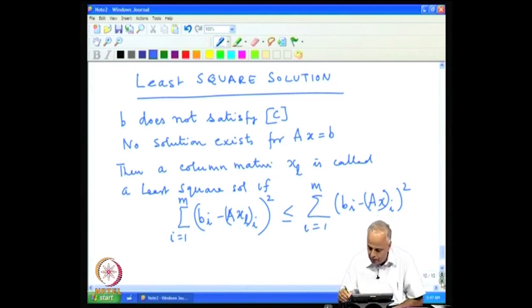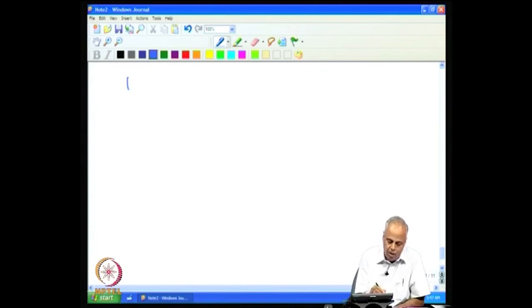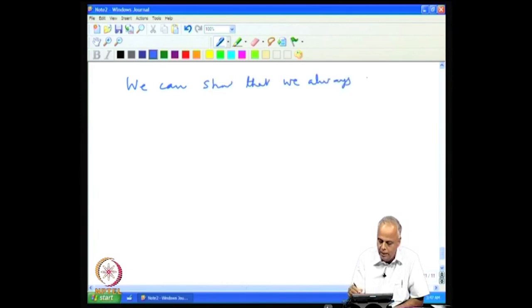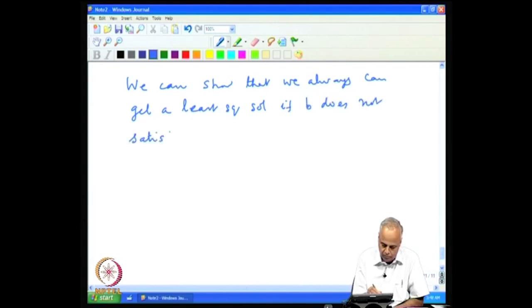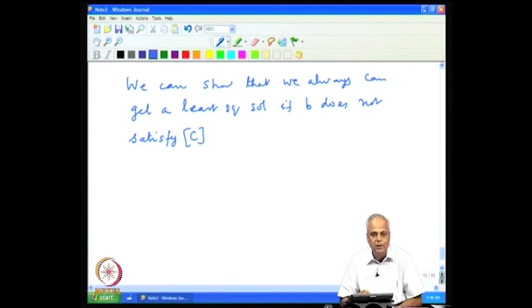So, in this case we can show that we always can get a least square solution if B does not satisfy C. If B does not satisfy C, we can show that there is a least square solution. And therefore, let us get back to the situation. The next question we would ask is, how many least square solutions?